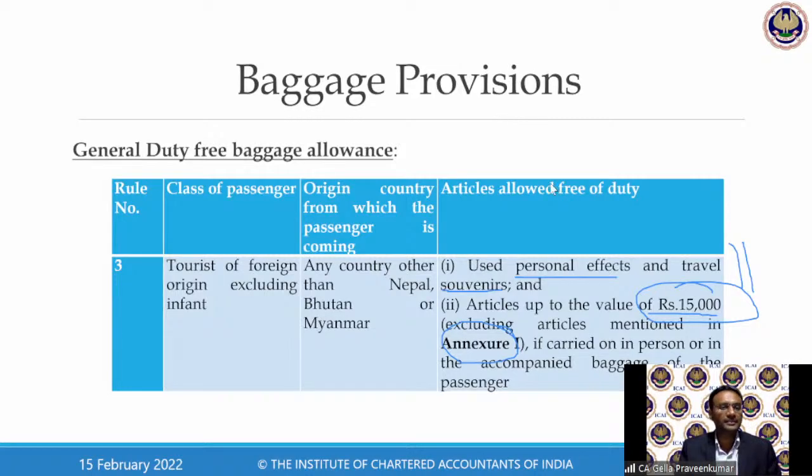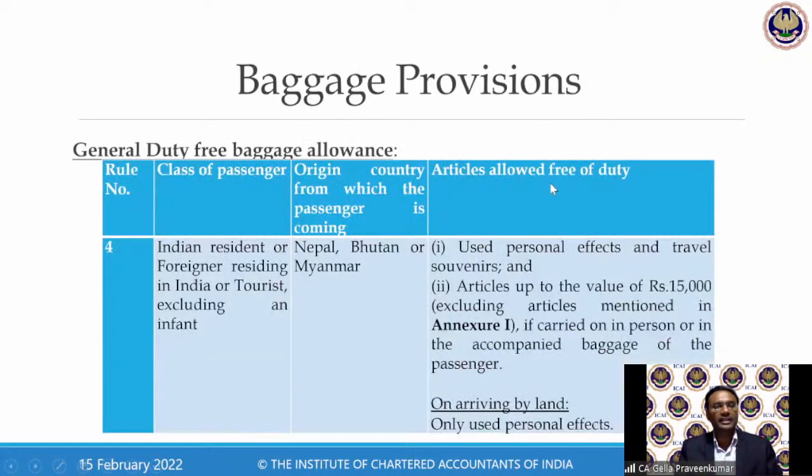Let's move further. So what if these are imported from Nepal and Bhutan? Now, Nepal, Bhutan, Myanmar, these are the jurisdictions bordering India, where most of these items get smuggled. It comes without the knowledge of the customs authorities. So what they say is, any goods coming as used or personal effects, I permit that. Articles up to a value of 15,000, similar to what is given to a tourist, if carried on person or in accompanied baggage.